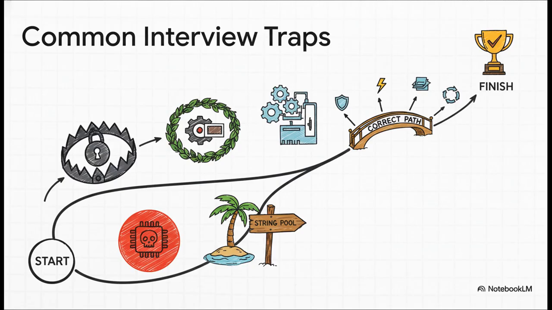Third, don't assume that creating new immutable objects is always bad for memory. As we saw with the string pool, it can actually save memory. And finally, don't just say string is immutable for one reason, like security. It's the powerful combination of all four reasons that makes the design so brilliant.